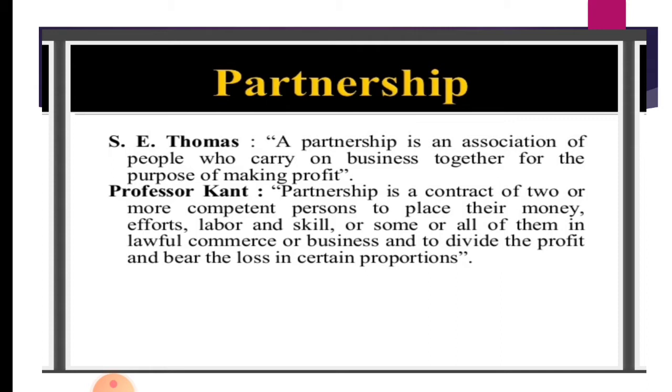So these are the two definitions which are given by S.E. Thompson and Professor Kant. And in our textbook, there is a definition by Professor Annie. According to Professor Annie, the relations which exist between persons competent to make contract who agree to carry on lawful business in common with a view to private gain. So this is more or less equal to Professor Kant's definition.